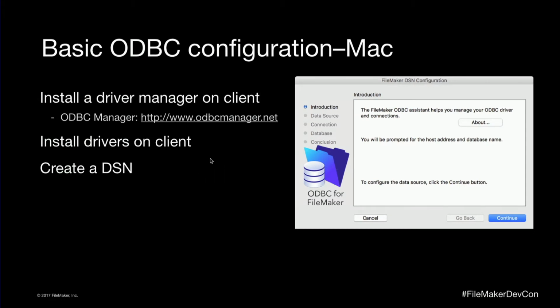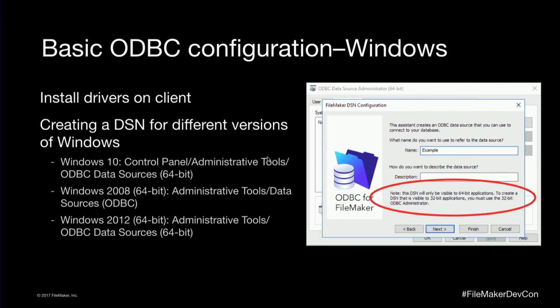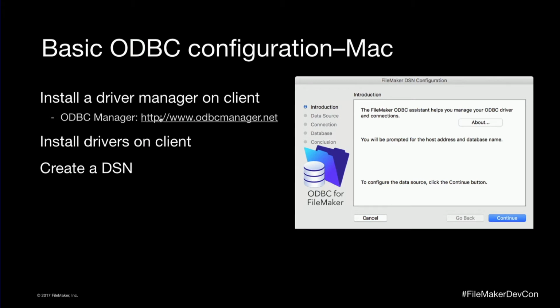So moving on to the Mac, a couple of things you need to know about the Mac is that there's not a driver manager installed by default on a Mac anymore. There used to be in older versions of OS X. Currently, there's not. So I recommend using this ODBC manager, just go to odbcmanager.net. It's free. It's actually provided by Actual Technologies, which is the company that wrote the FileMaker ODBC driver and the other drivers that are available for the Mac platform for using ESS. So you install that driver manager, you install the driver, it's available on your installation image for Pro or Server, and then you create the DSN.